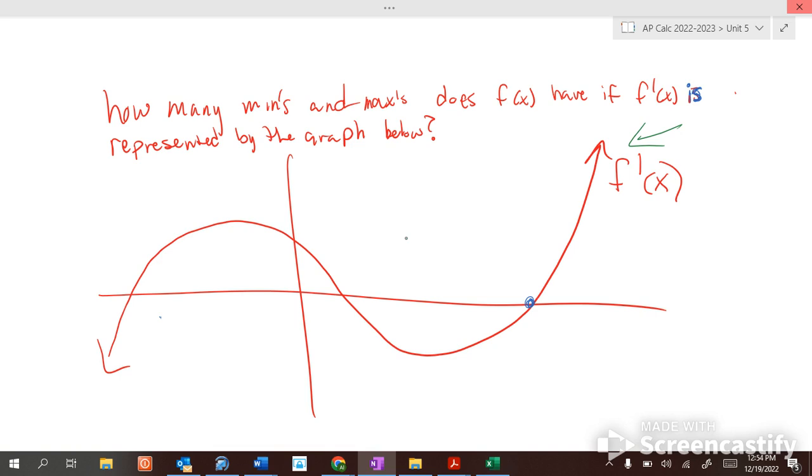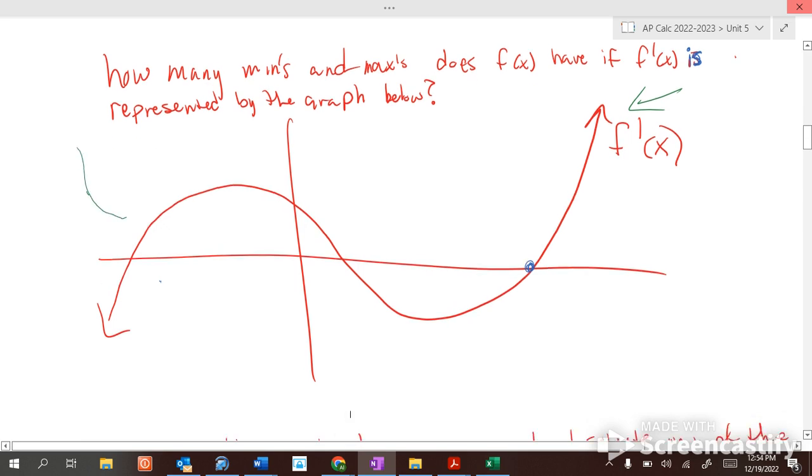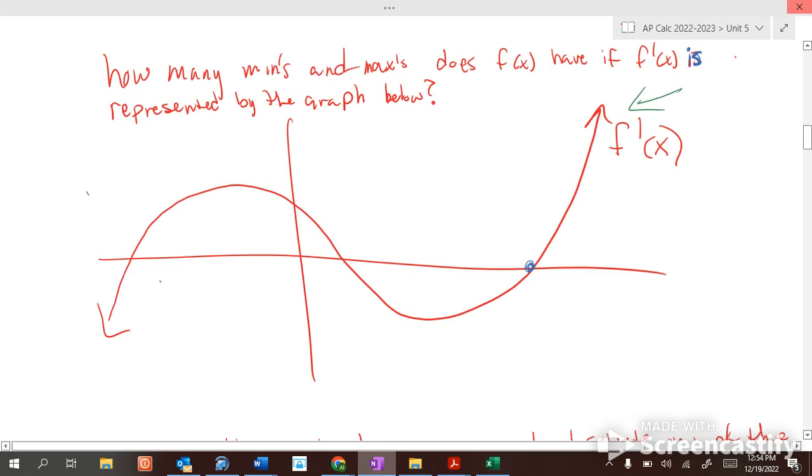So if you have a function that goes from negative to positive, it's going down for a slope, and then it's going up for a slope. What is this point? So if it's going down then up, what is this point called? That would be a min. That would be a minimum.